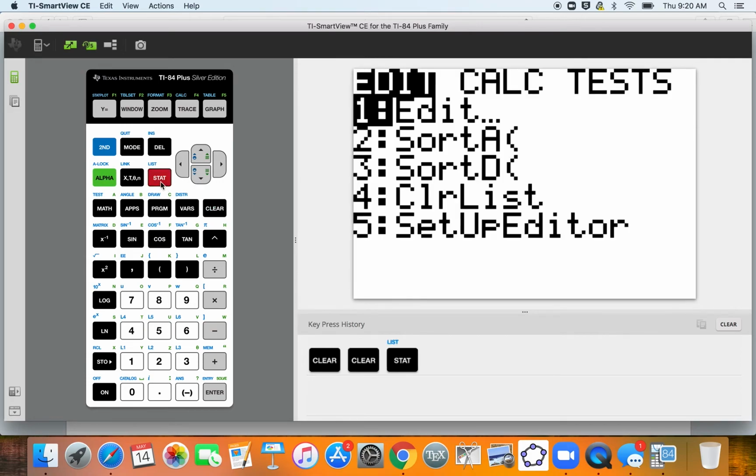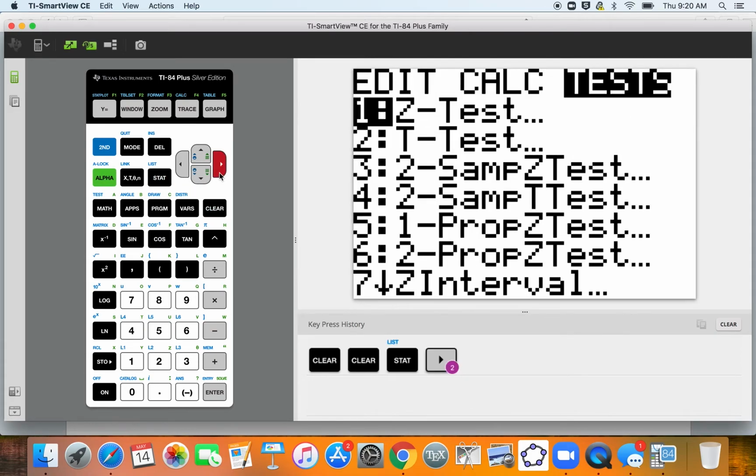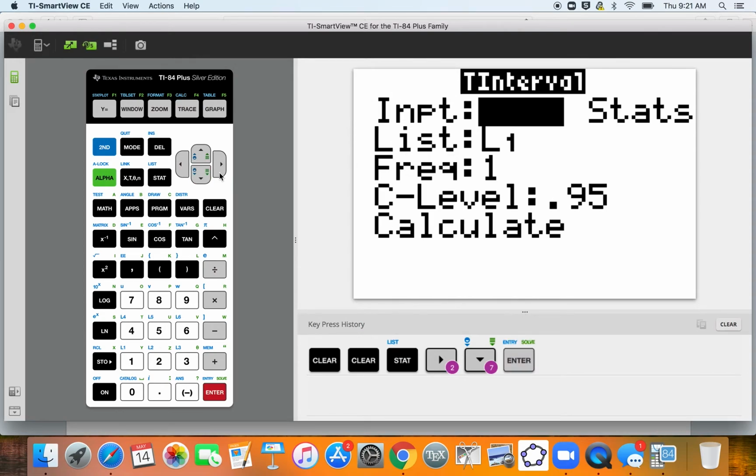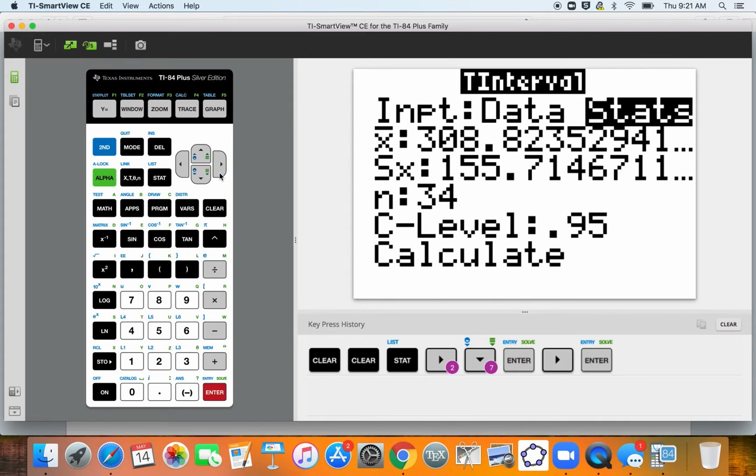And so we're going to go to stat tests. And what we want is, remember, if it has prop, it's for a proportion. And if it doesn't have prop, it's for a mean. We want a t interval in this case. The only time you would ever use z interval is if you knew the population standard deviation, but generally you will not know that. They only gave us the sample standard deviation in this case. So T interval. So input, either raw data or stats. Since they gave us the stats, we'll use this.